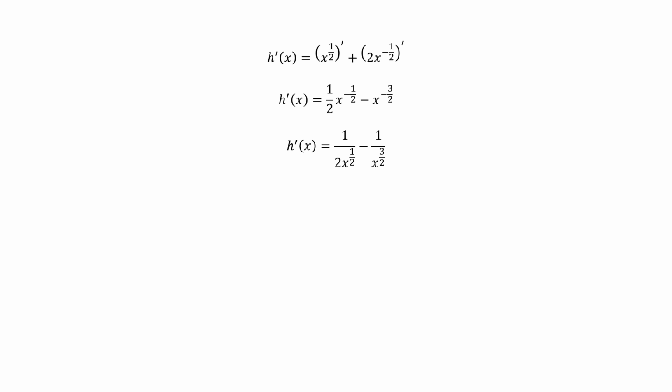To combine these fractions, we first need a common denominator. To get this, we multiply the first fraction by x over x and the second fraction by 2 over 2, giving us h prime of x equals x over 2x to the 3/2 minus 2 over 2x to the 3/2. Combining these fractions gives us h prime of x equals (x minus 2) over 2x to the 3/2. Rewriting the fractional exponent as a root gives us our final answer of h prime of x equals (x minus 2) all over 2 root x cubed.